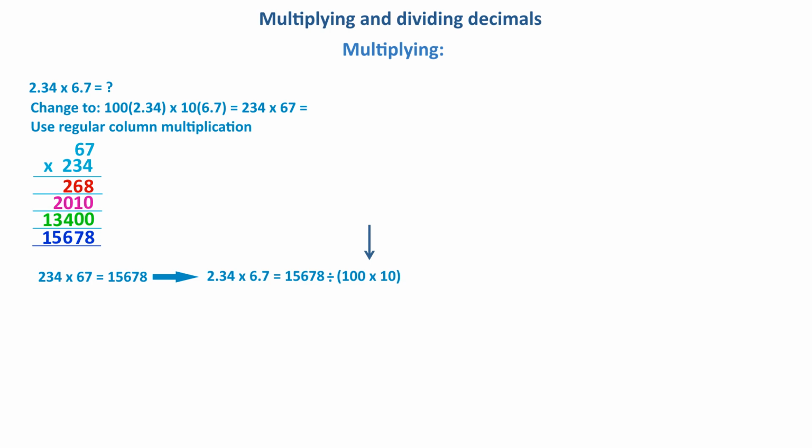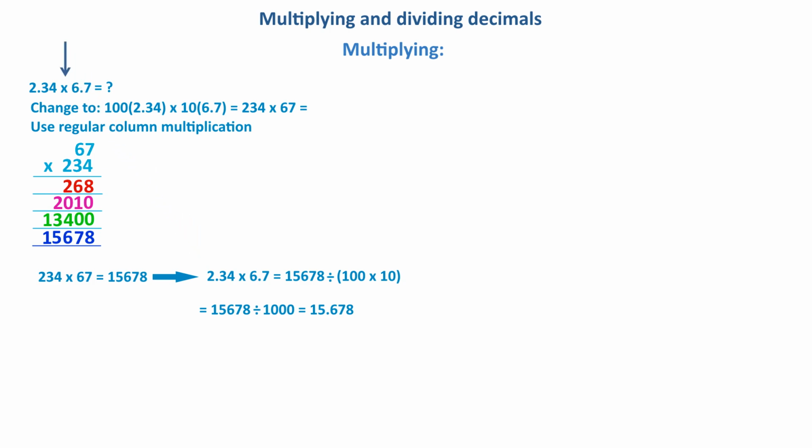100 times 10 is just 1,000, so now we can get to our answer by doing 15,678 divided by 1,000, and that's just an easy division. We just have to move the decimal point 3 positions to the left to get 15.678.